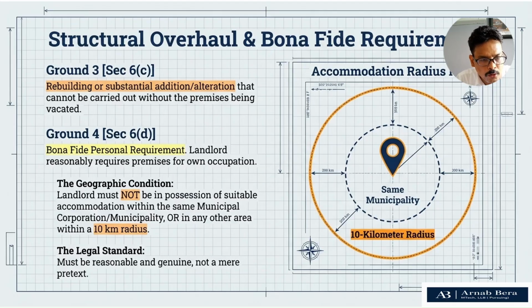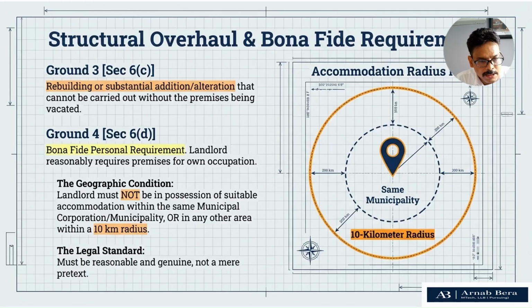Okay, then ground 4, which is section 6D. Again, this is a bona fide personal requirement. The landlord reasonably requires the premises for his own occupation. Sometimes the landlord offers the premises on a tenancy agreement to the tenant, but then maybe after 6 months, or down the line, he might need the premises because his son, daughter, or other relatives need to stay in his own premises. If that is a genuine case, then it could be considered a ground of eviction as well.